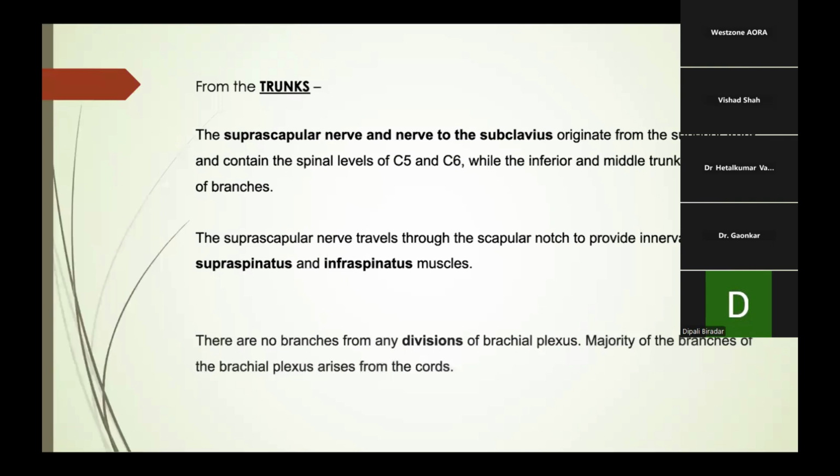From the trunk levels, the suprascapular nerve and the nerve to the subclavius originate from the superior trunk and contain the spinal levels of C5 and C6, while the inferior and middle trunks are devoid of branches. The suprascapular nerve travels to the scapular notch to provide innervation to the supraspinatus and infraspinatus muscles. There are no branches from any divisions of the brachial plexus. The majority of the branches of the brachial plexus arise from the cords.